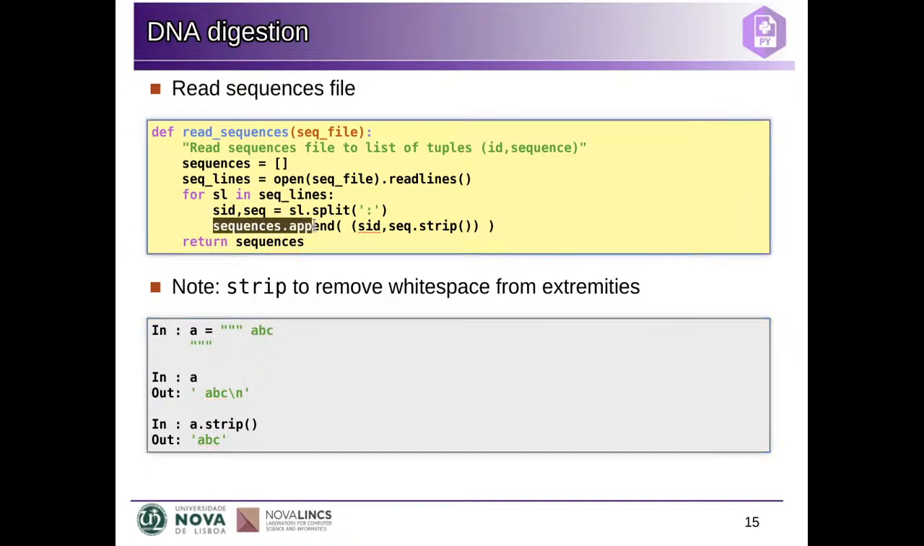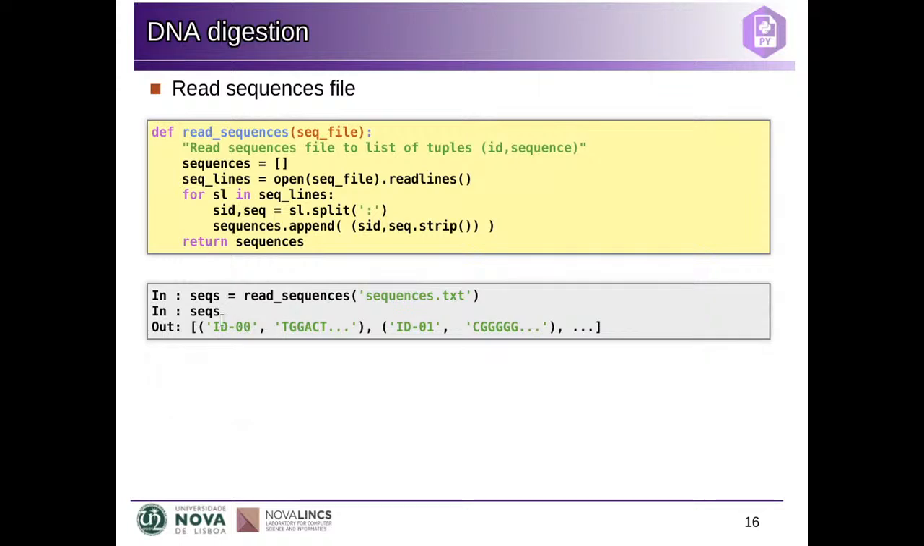So we will append to our list of sequences a tuple with the identifier and the sequence cleaned out of all these special characters for the line changes. And now we return this list. So before moving on to the next function, we test this function, and we do this. We read the sequences file, we store the list in this variable, and now we check what this variable has.